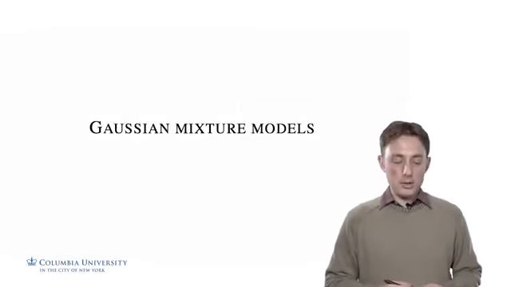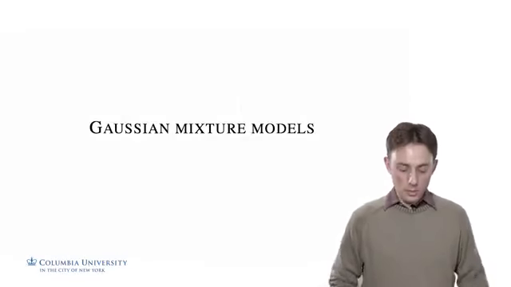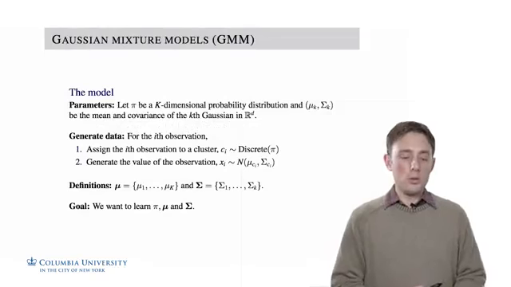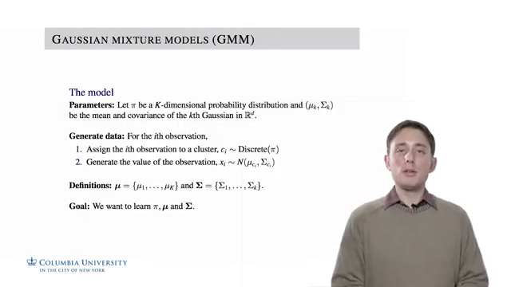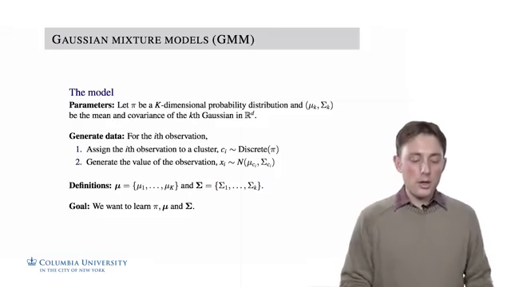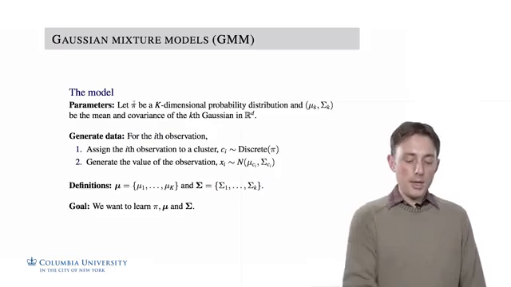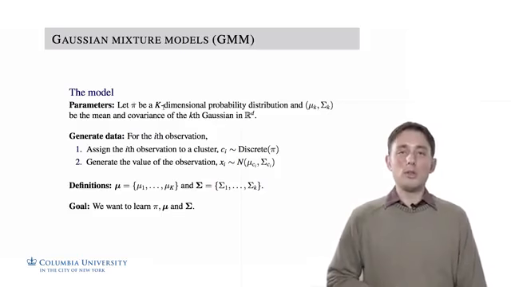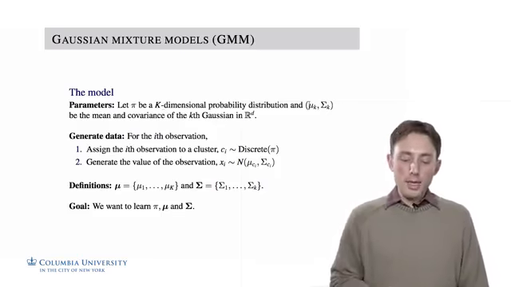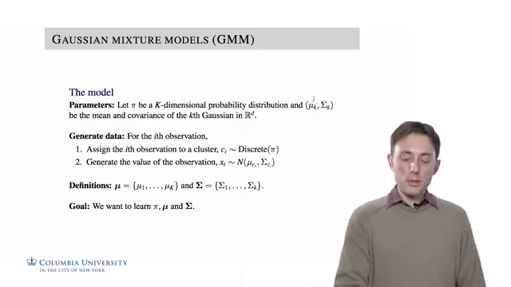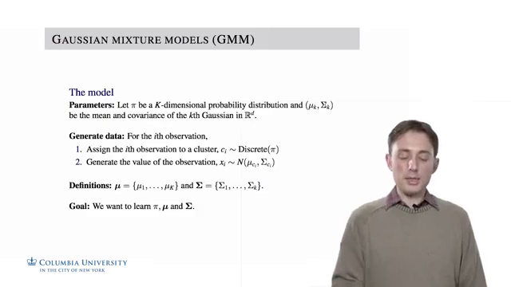So now let's look at the Gaussian mixture model in a little bit more detail. The Gaussian mixture model is one specific case of the mixture modeling clustering framework that we're discussing in this lecture, and we have this setup. Again, we let pi be a k-dimensional probability distribution. And for each cluster, for example the kth cluster, we have a mean mu k and a covariance sigma k, which defines the multivariate Gaussian for that specific cluster.